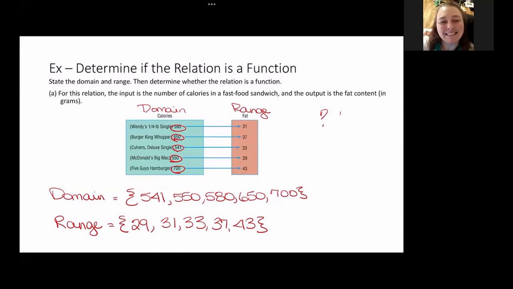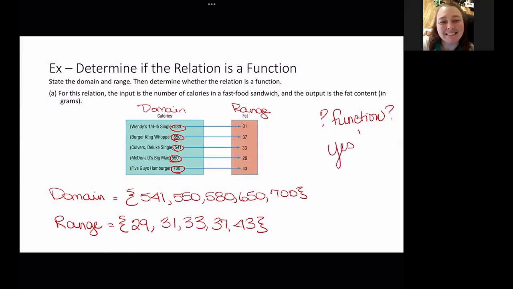So is this a function? Okay, well, we said a function has one value for y for every x, and this has each one of the calories has one and only one fat content. So we don't have two Wendy's singles with two different fat contents. So the answer is yes, it is a function.